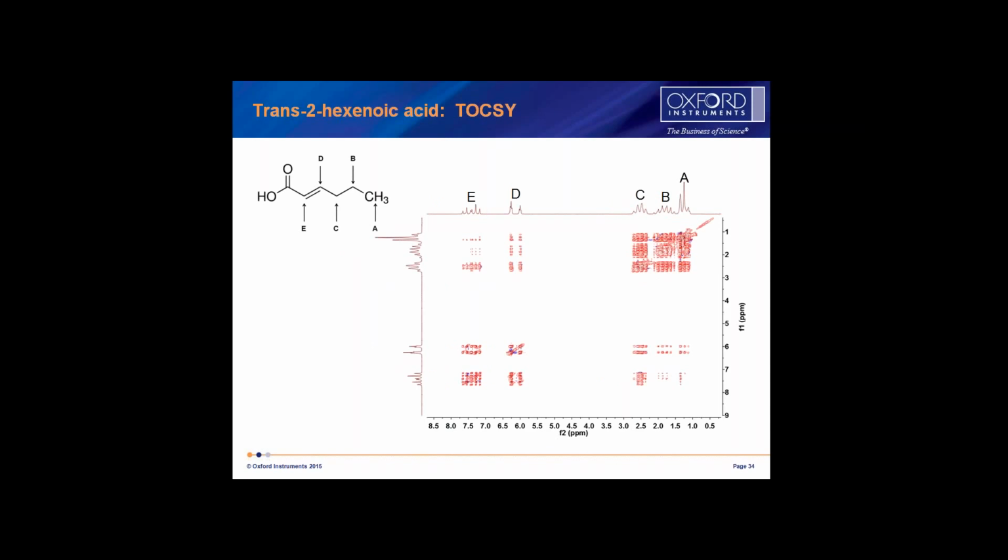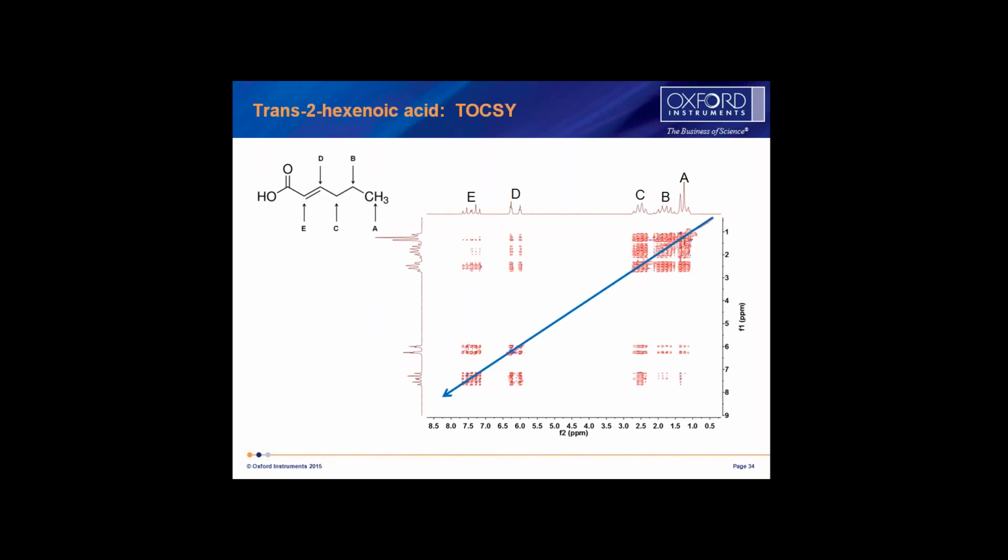By contrast, if we look at the TOCSY experiment, we can see we've definitely got a diagonal, as we had with the COSY experiment, that, as I mentioned before, is the magnetization that doesn't move from the spin. But we can look at the cross peaks now.